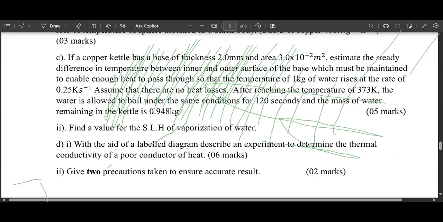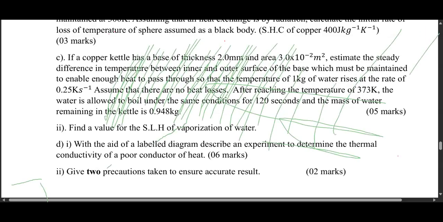Now, Roman numeral 2, they want us to find the value of specific latent heat of vaporization. Now, for this part here, they are saying after reaching the temperature of 373, and that is the boiling point, the water is allowed to boil under the same conditions for 120 seconds, and the mass of water remaining in the kettle is 0.948 kilograms. So what does it mean? Some of it has evaporated.